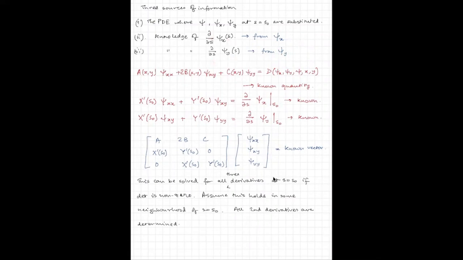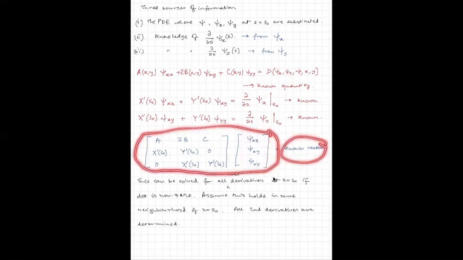So what you figure out is that, when you write down this as a vector, so the matrix that, this guy is equal to a known vector. Rather, the left hand side is equal to some known vector.